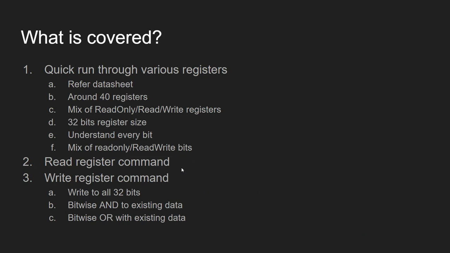We are going to see only the read register command and the write register command. In my future videos, I'll be showing you the various other commands. The read register command is pretty straightforward. You specify the name of the register and you'll get the 32-bit value. In the write register, there are three variants. You can write the entire 32 bits, or you can just set or unset a few bits. This is the bitwise AND operation, or you can also do the bitwise OR operation. I'm going to show you some usage of these commands.